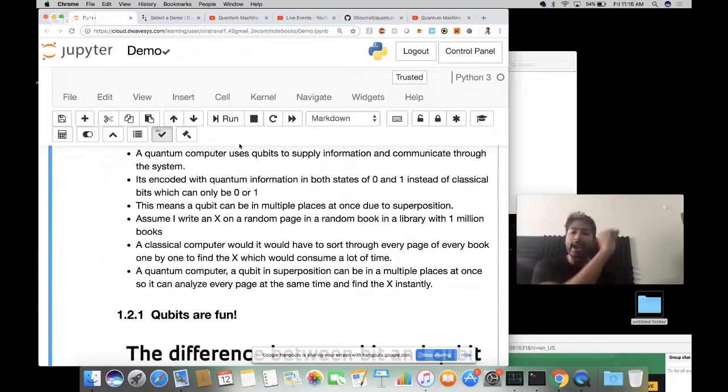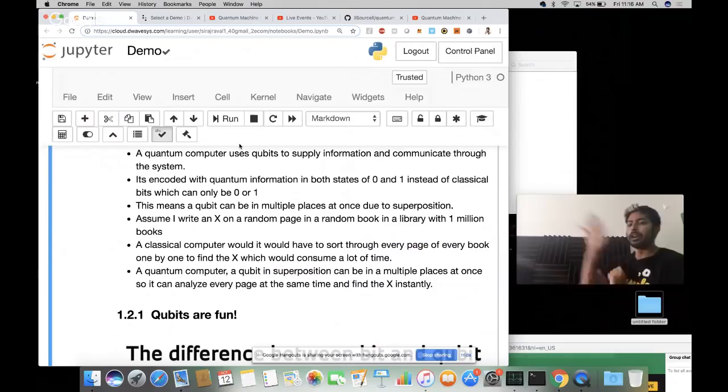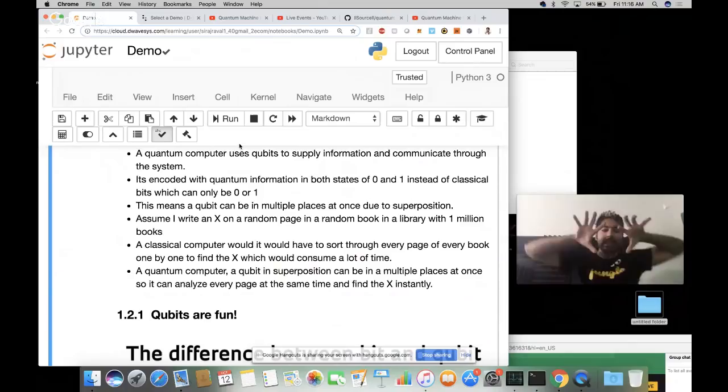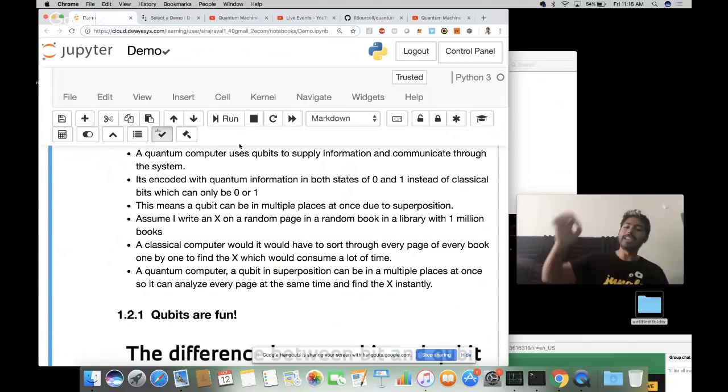So an easy example is thinking about writing a random X on a page. I'm just going to write an X on a page in a book, and I'm going to put it in a library with a million other books. Now, classically, we would have to sort through all of those books to find the X. But in a quantum computer, a qubit in superposition can be in multiple places at once simultaneously, so it can analyze every page at the same time and find X instantly. Now, that is a theoretical example.